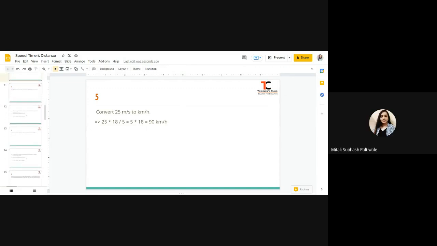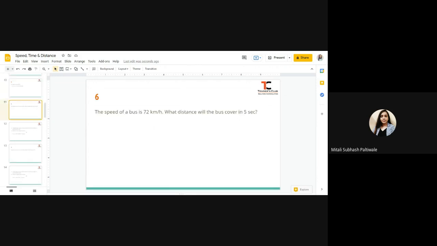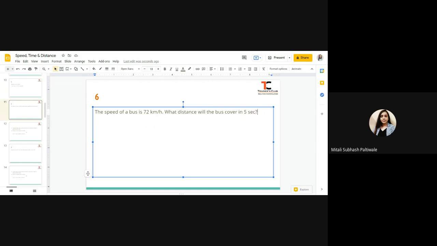Okay, thank you. Now, let's get on to this question. Speed of a bus is 72 kilometer per hour, and what distance will the bus cover in 5 seconds? So now let's see what is given and how we would find it. Speed is given, which is 72 kilometer per hour, and time is also given, which is 5 seconds. Now what we need to do is convert speed into meter per second, and then find the distance. While converting speed, since it is kilometer per hour, 5 by 18 will be there.